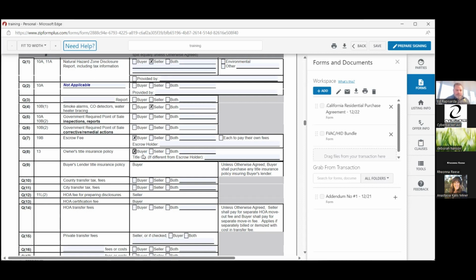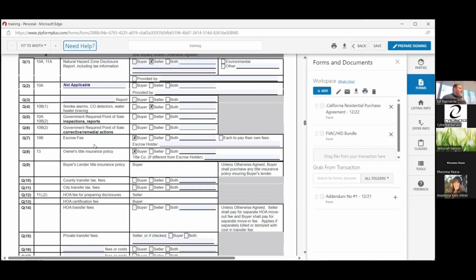19B, escrow fee. I don't understand. I'm struggling with the difference between both. The difference. Okay. So escrow fee is an owner's title insurance policy. It's by county, really. If you go up to Sacramento County, it's different than Solano County, right? If you went to San Diego County, it'd be different there too. So you have to check what is customary in that area, and that's generally who pays for it.